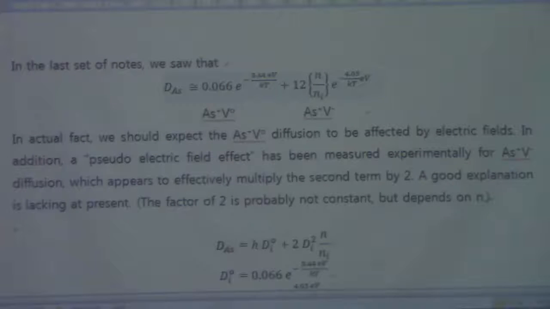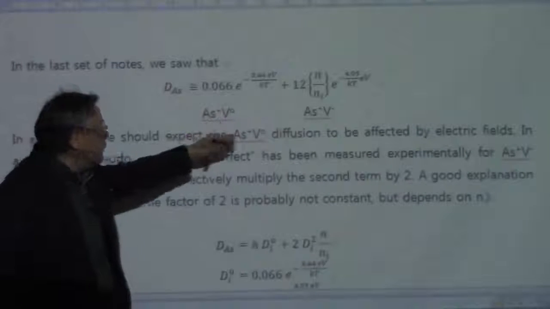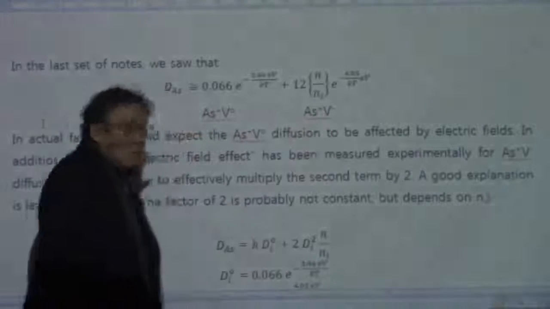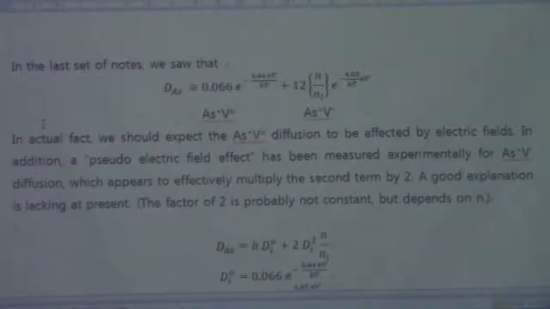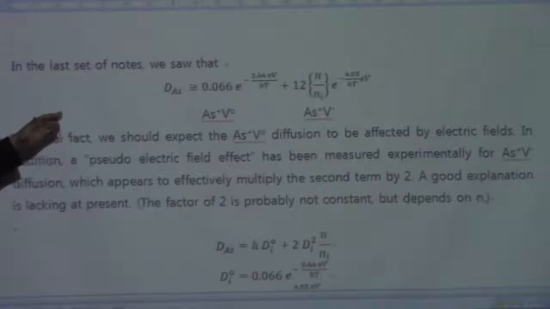And we have seen that the diffusion coefficient of arsenic is going to be represented by this equation. Here the first term is the coupling of arsenic with the neutral vacancies, and the second term is the arsenic coupled with the negatively charged vacancies. And the other terms are not important for the N-type materials, right?